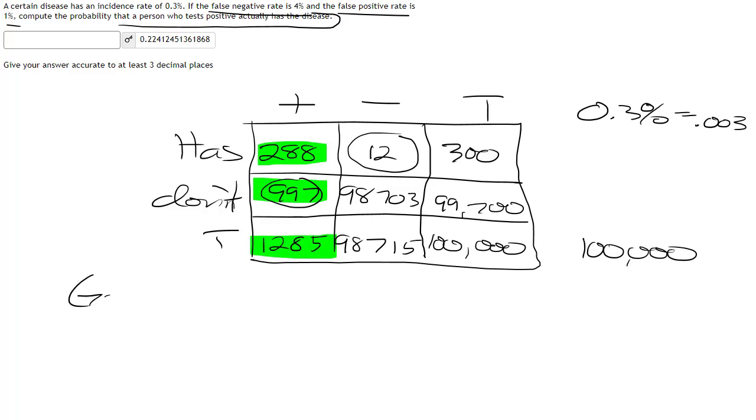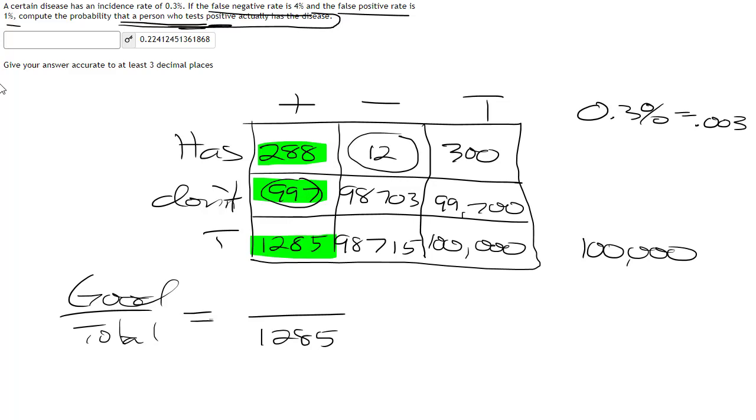And so now we know that for good over total, we have a total of 1285 because those are the ones who tested positive. And since we know that a person tested positive, what's the probability that they actually have the disease? See how the actually is the thing that we're not sure of. The person who tests positive, that's a definite. And then actually, did it happen? That's the thing we're asking, the thing we're unsure of. So actually has the disease, that's the 288. So 288 over that. You divide 288 by 1285, and you get 0.224124, and so on. You get that answer. Okay?